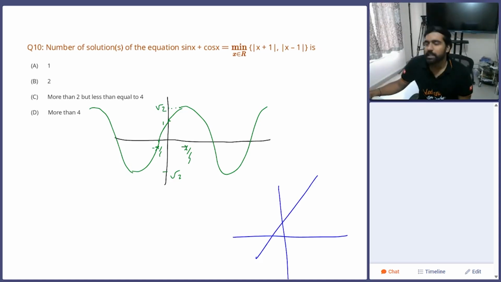The graph of x plus 1 looks something like this. If you put the mod of x plus 1, it will look something like this. This is what the graph of mod of x plus 1 looks like.